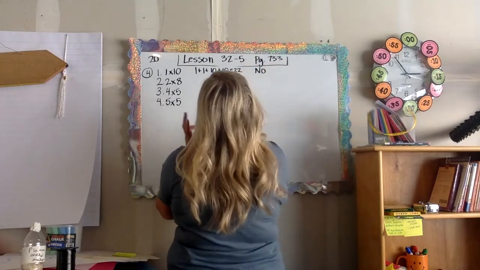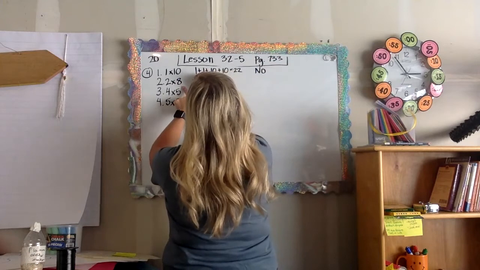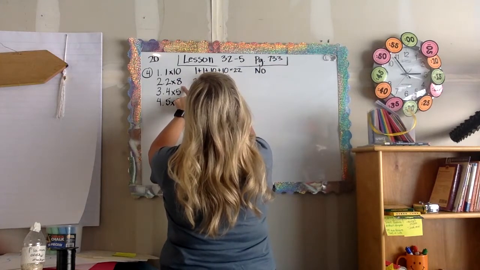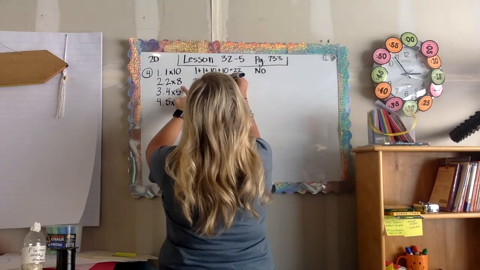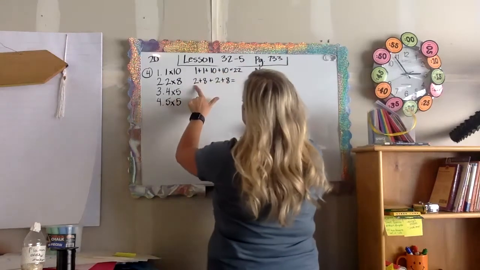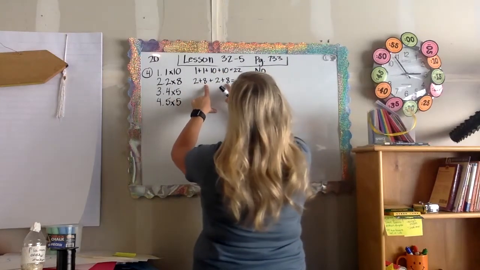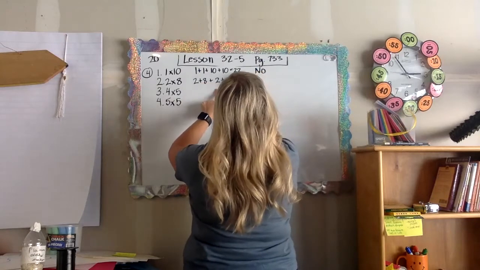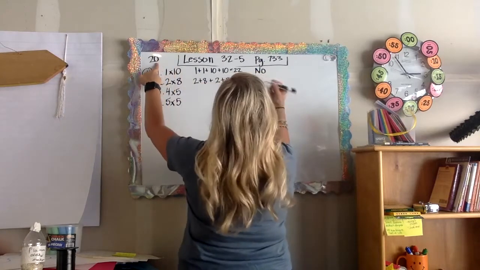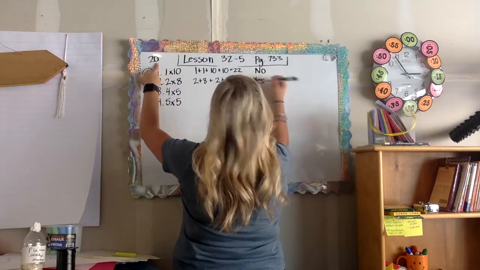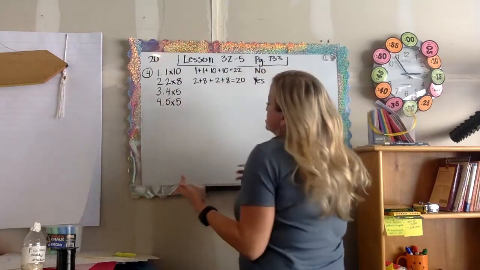Now I'm going to do it another way. I'm going to say, okay, one side is 2, another side is 8, so 2 plus 8 plus 2 plus 8. 2 plus 8 is 10. 10 plus 10 is 20. She has 20 feet. Does she have enough? Yes. Now this is where I'm going to start getting a little bit harder.